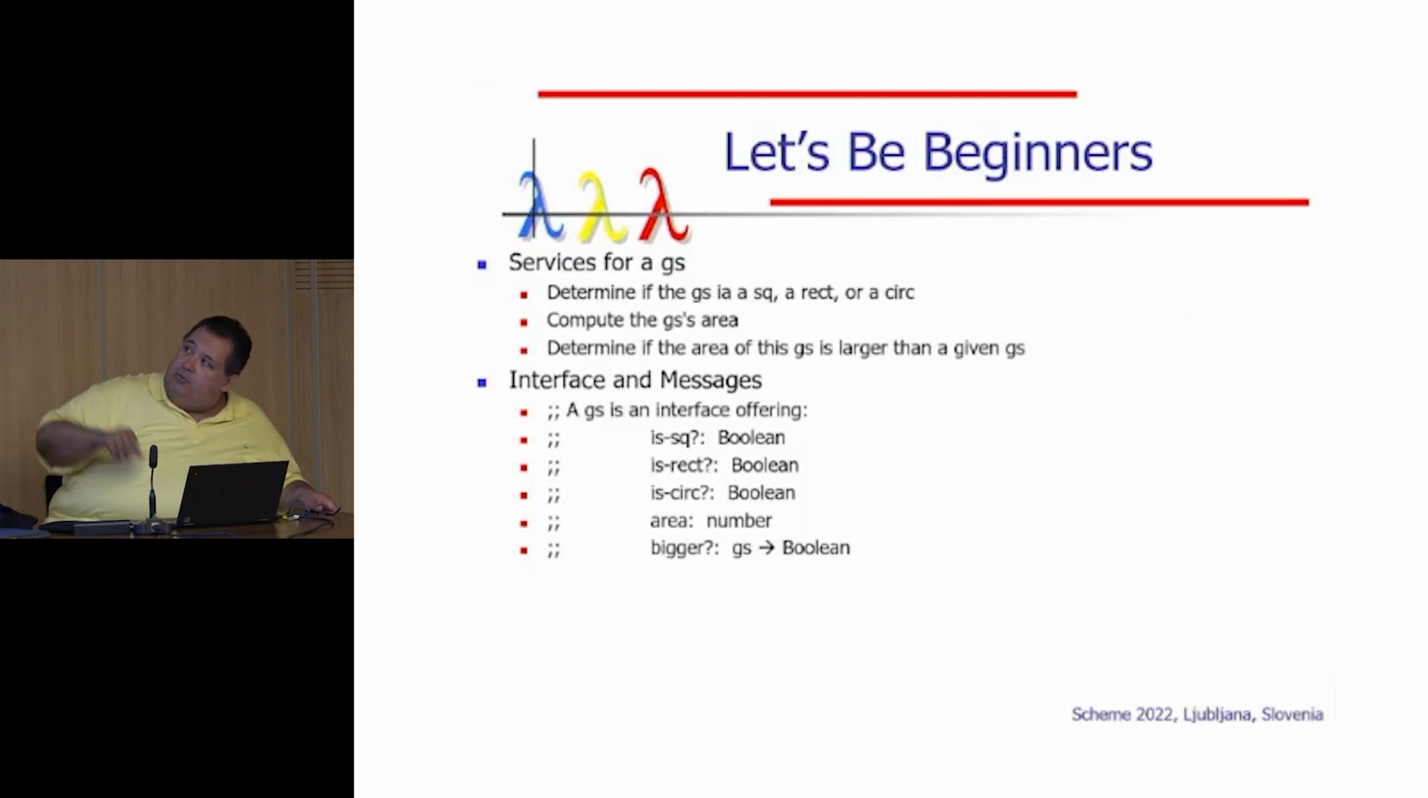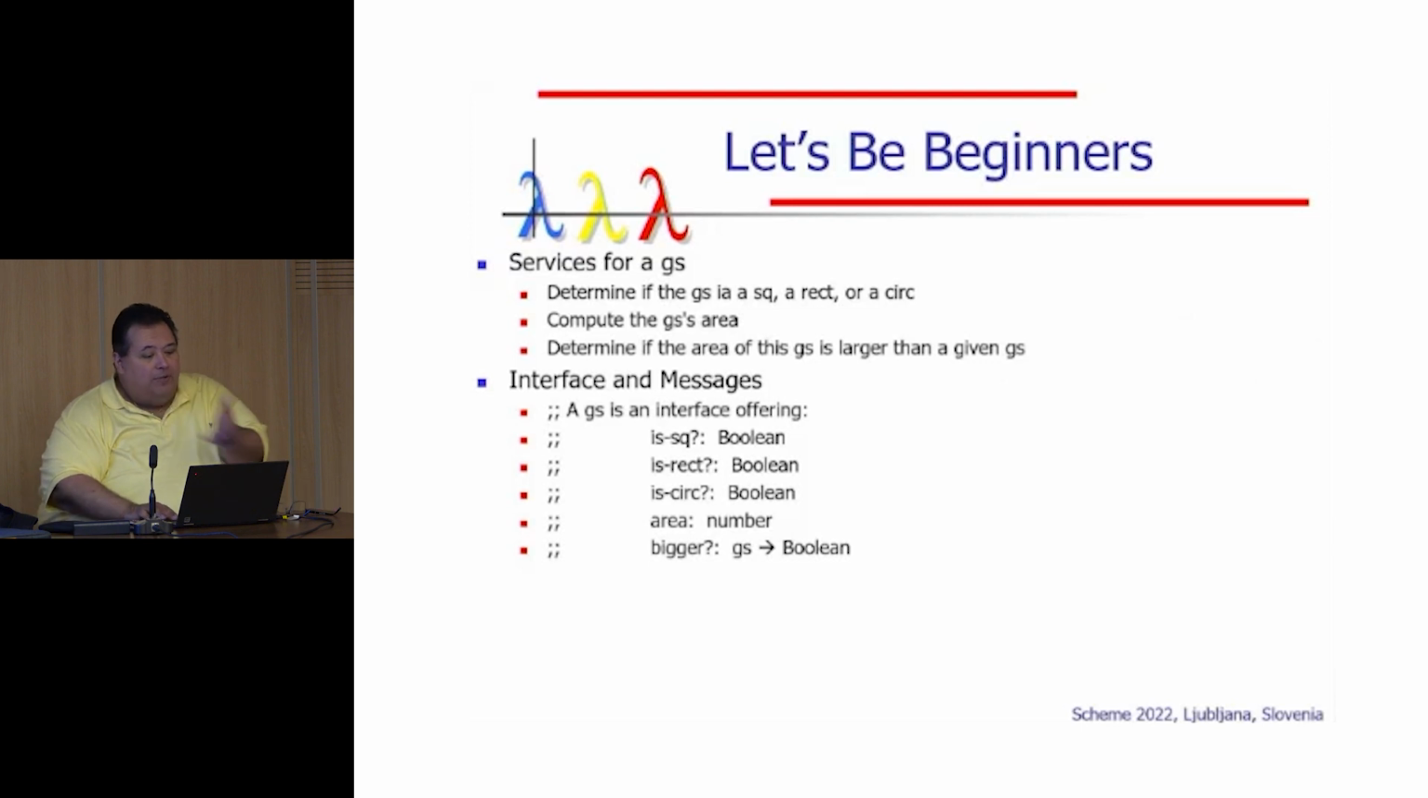I want to be able to distinguish between the subtypes. I want to compute the area of a geometric shape. And I want to know if a geometric shape is bigger than another geometric shape. So for that, I need to define what the messages are. Here on the left-hand side are all the valid messages, and on the right side, I define what's returned, the type of the return value. Of course, for the predicates, we return a Boolean. For the area, we return a number. But if you need extra input, you return a function that consumes that extra input and then gives you the value that you're looking for.